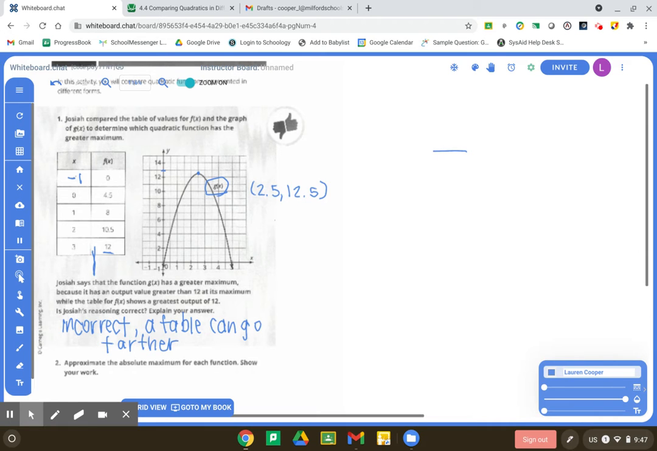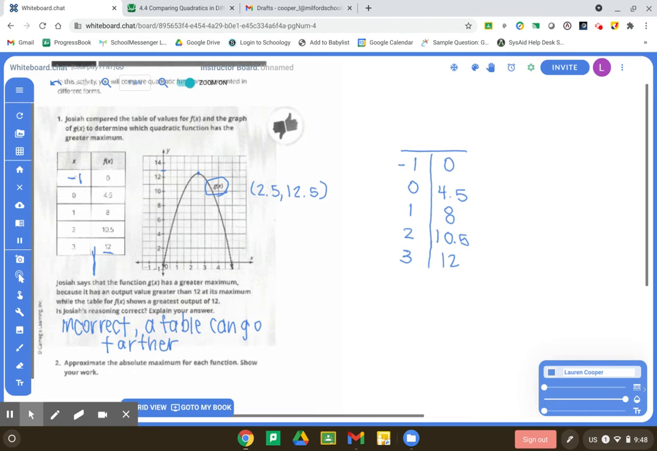Let's find the first and second differences of this one. So this is -1, 0, 1, 2, 3. And we have 0, 4.5, 8, 10.5, and 12.